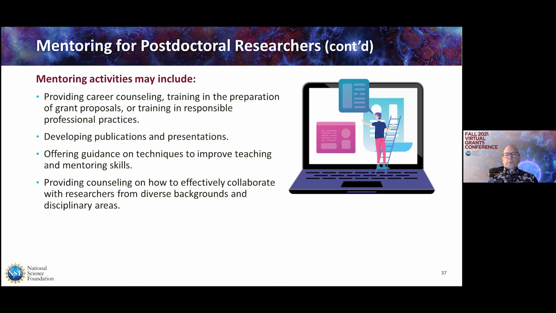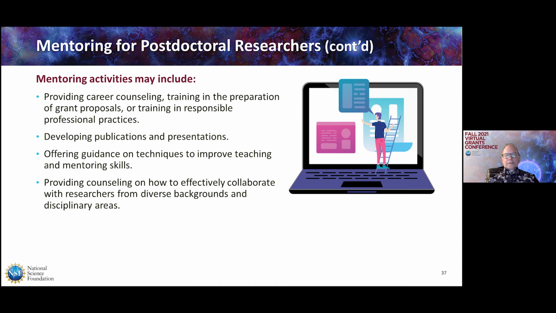So that is one opportunity for inclusion in a postdoc mentoring plan. Or training in responsible professional practices. Ethics is certainly something that is a big item in today's research world. So training in ethics is also something that can be part of a mentoring plan. Developing publications and presentations and practice doing all of those things is something that can go into a mentoring plan. And also techniques to improve teaching and mentoring skills.